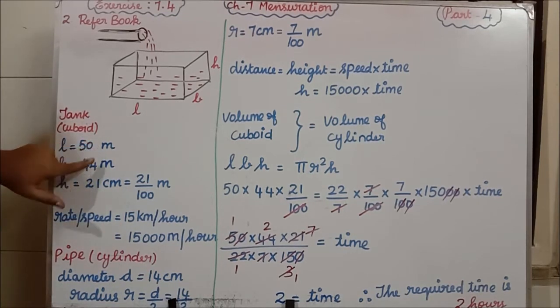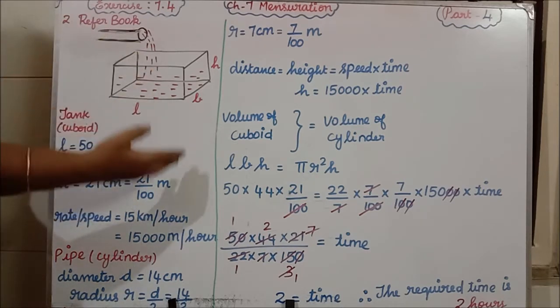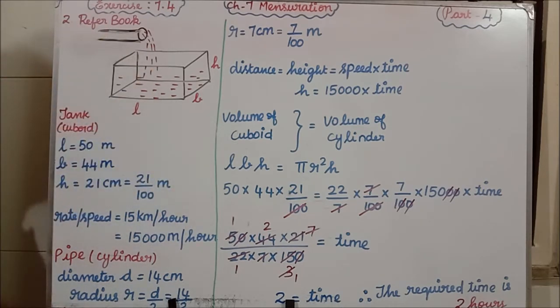But previously the two measurements are in meter. So here also we have to convert into meter. Okay, when we are converting centimeter into meter, we have to divide by what? 100. Isn't it? So 21 by 100 meter.